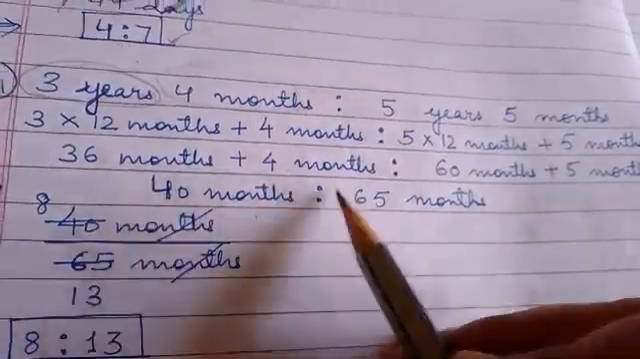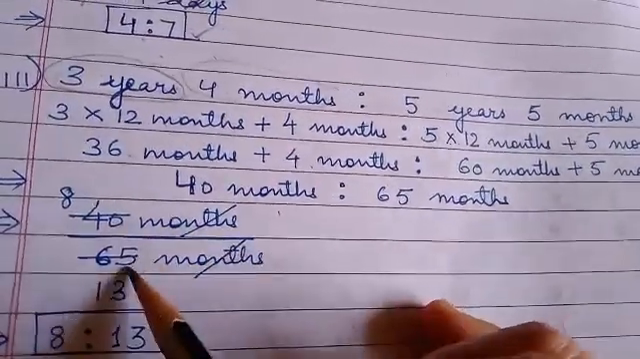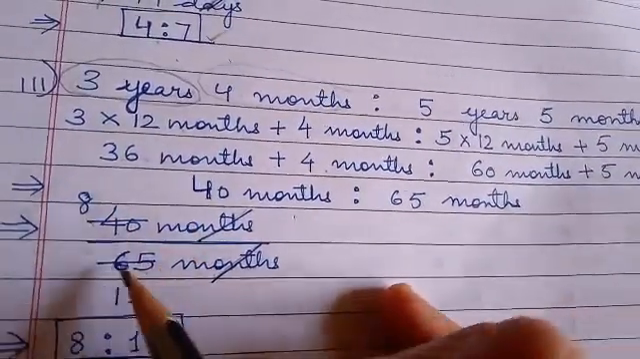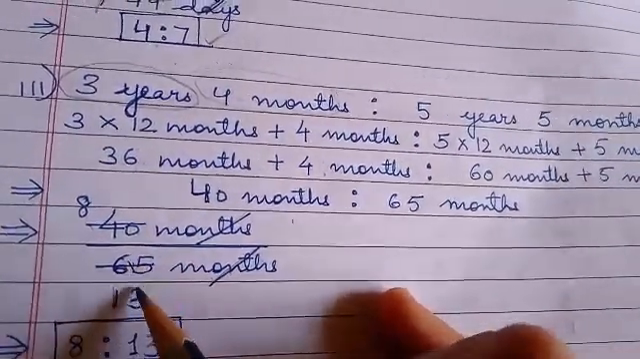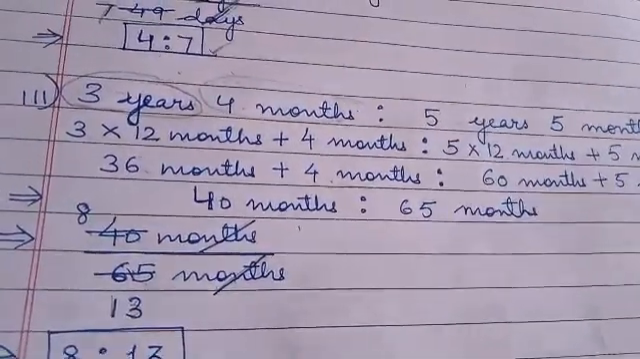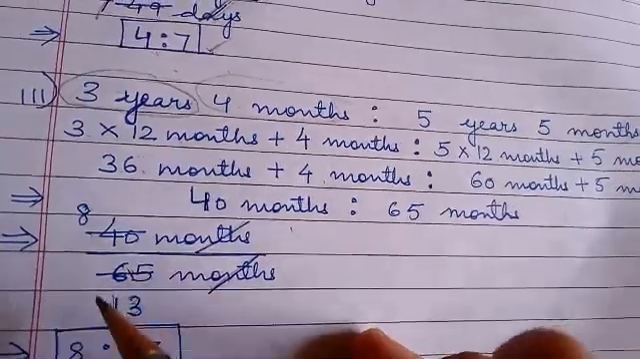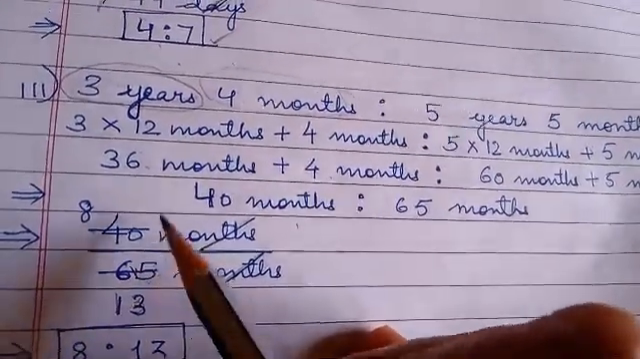So 40 is to 65 months. So 40 months upon 65 months. Months get cancelled. 5 8s are 40 and 5 13s are 65.